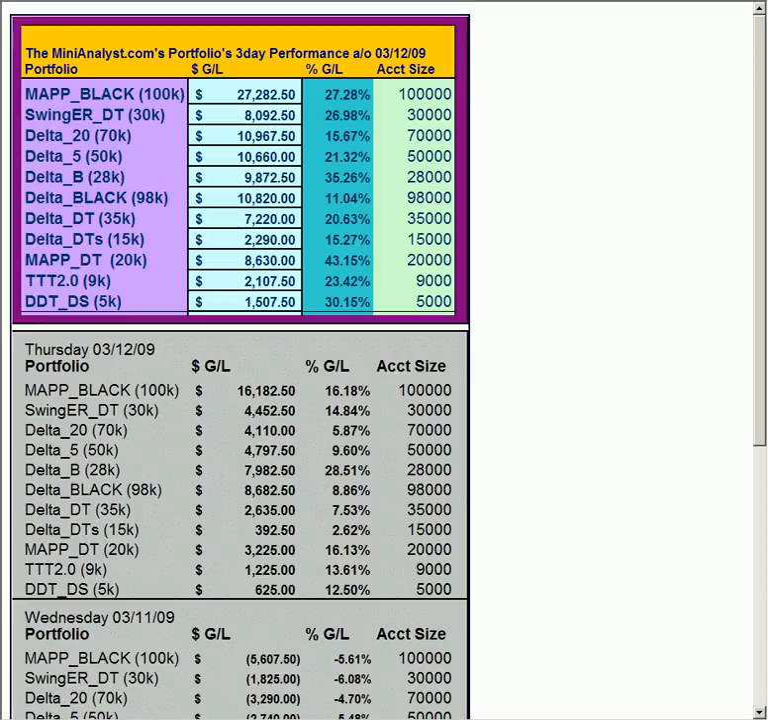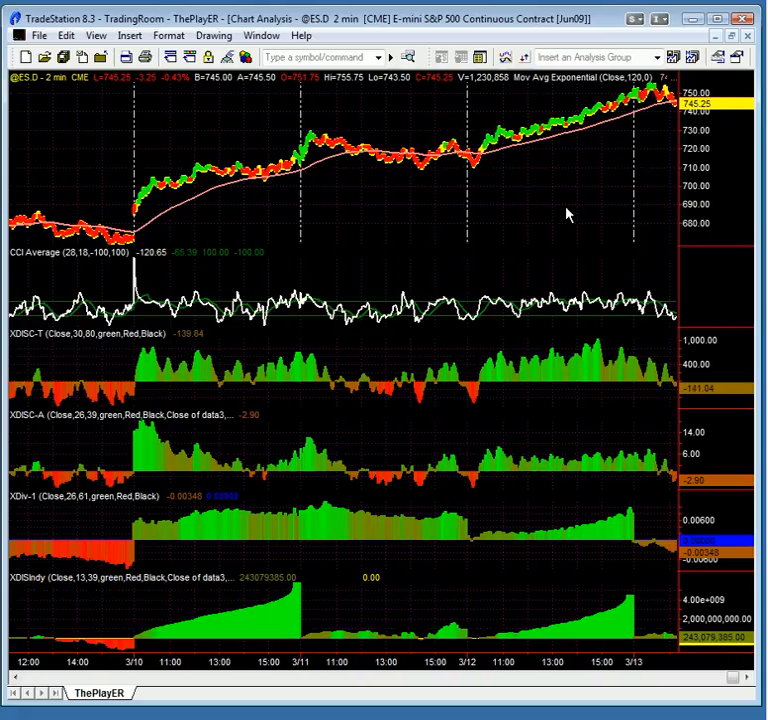The first thing we're looking at here is our last 3 days performance. Very impressive numbers. We'll get to those in a second. We're going to go ahead and switch it over to the chart of the E-mini S&P 500 futures contract. This is the front month, looking at a last print of 745 after a very impressive 2 out of 3 day, we'll call it, move for the bulls.